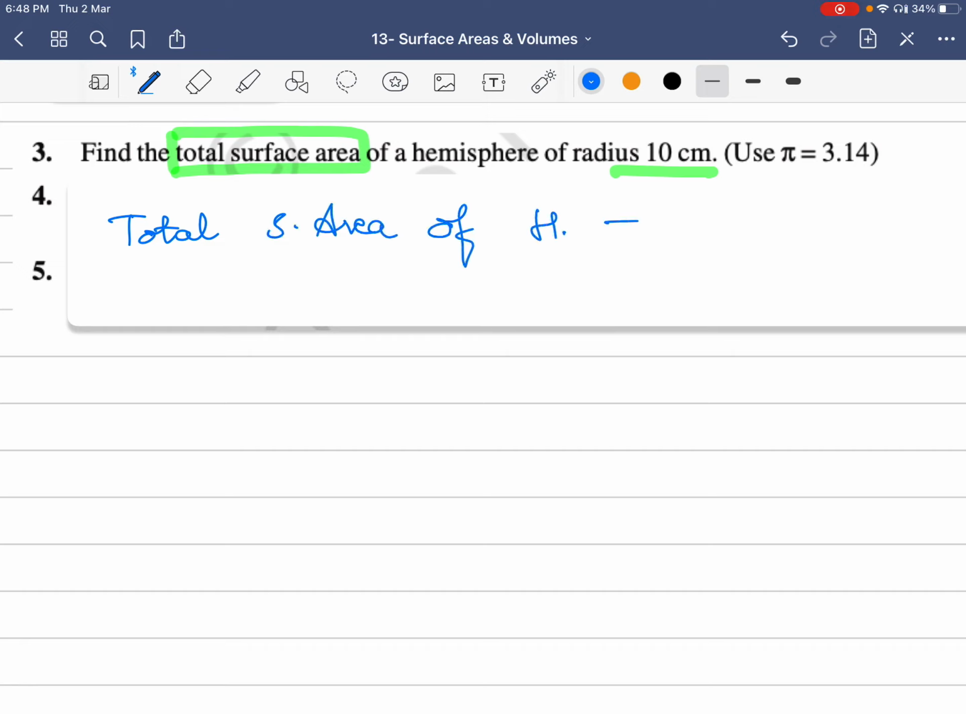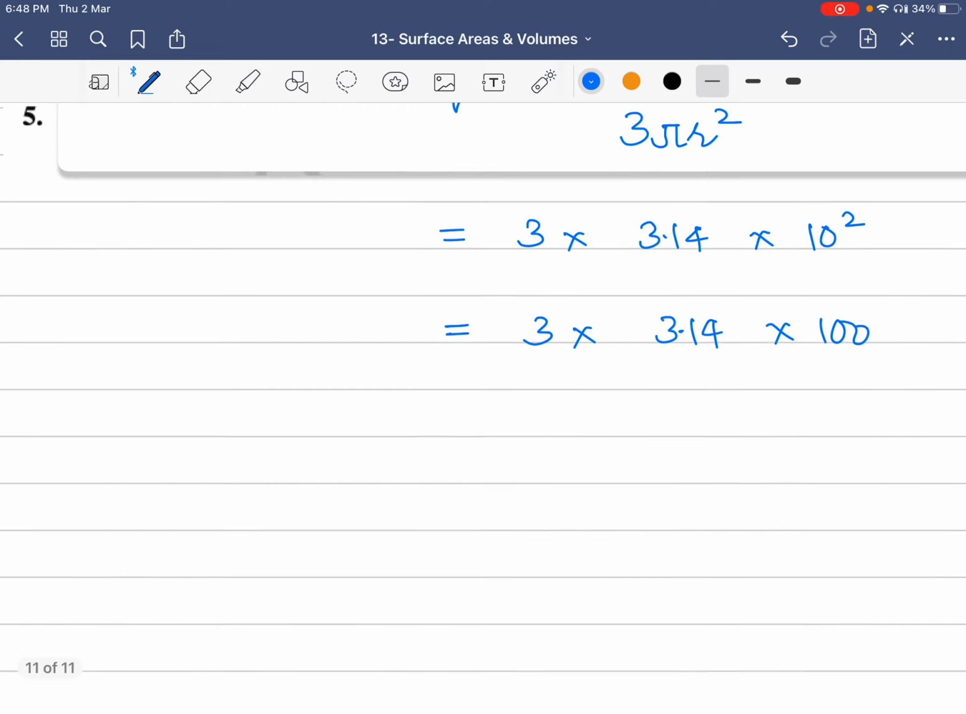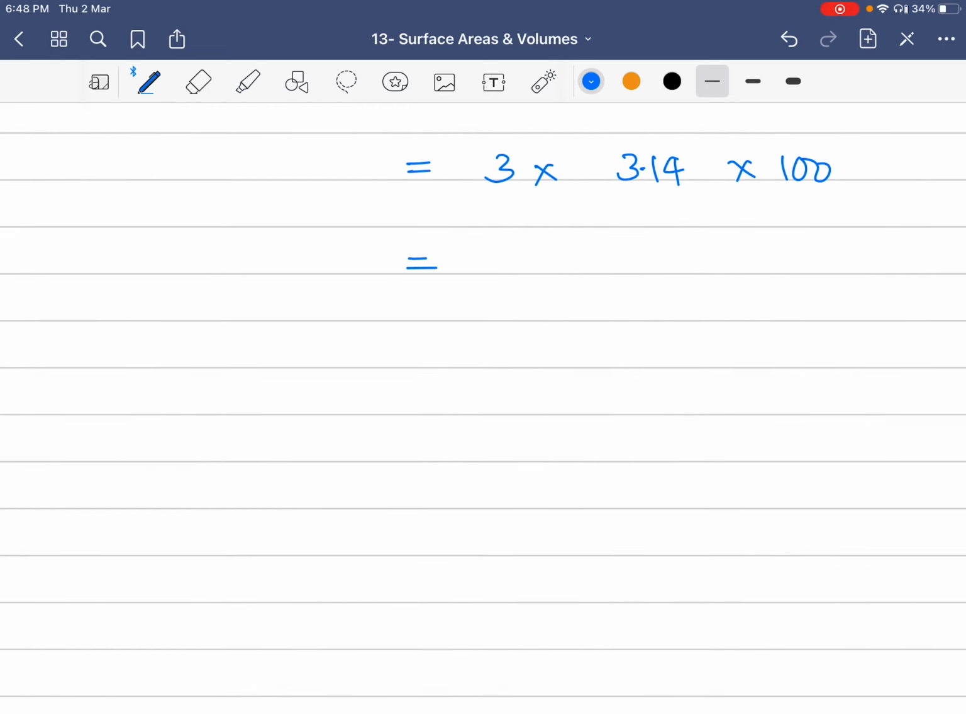I'm just going to write T.S.A. is equal to 3 pi r square. So that is equal to 3 into pi is 3.14 and r square is 10 square, given radius is 10 centimeter. Now that's going to be equal to 3 into 3.14 into 100, because 10 square is 100. So let's come down.